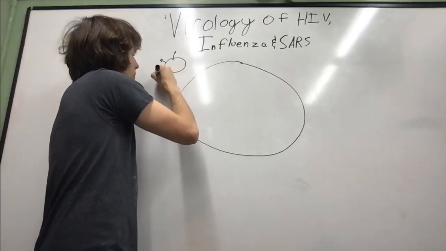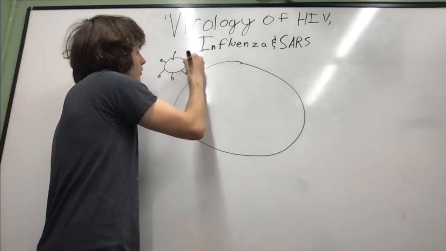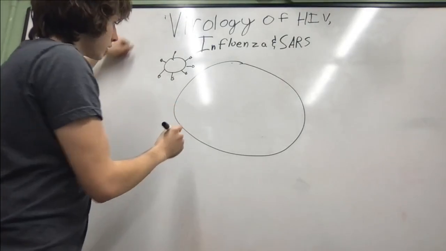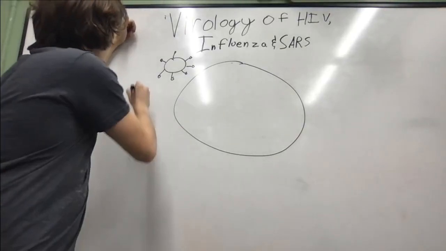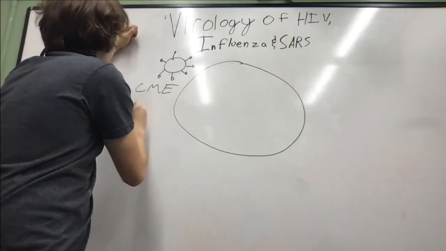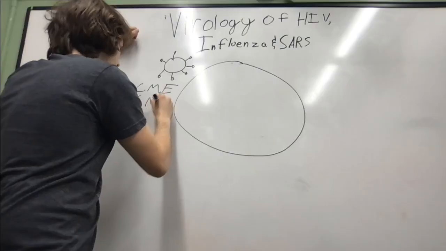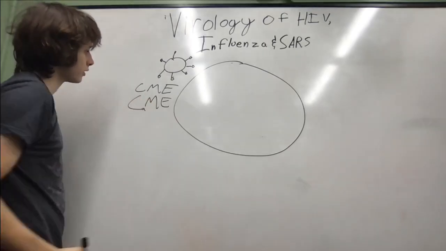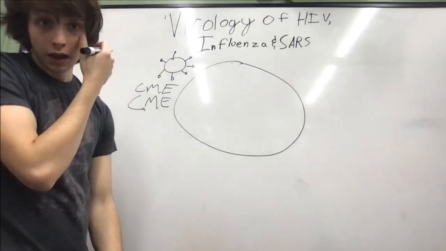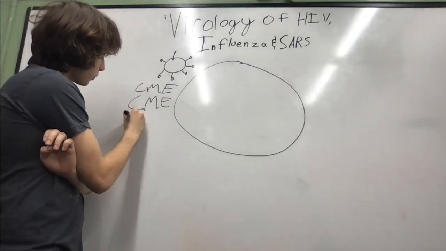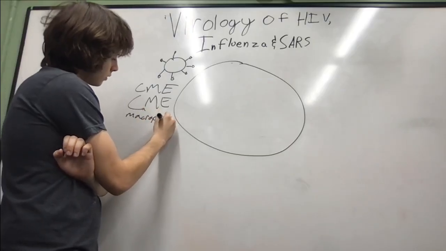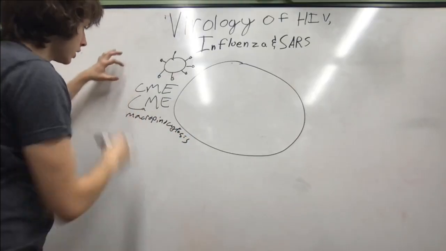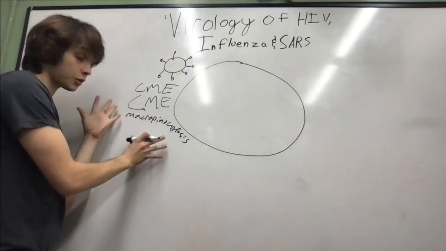has 3 methods of entering a cell. The most important one, the primary one, is clathrin-mediated endocytosis. Clathrin-mediated endocytosis also has caveolin-mediated endocytosis, which I guess is kind of hard to distinguish. I put a little A there, a little L here. And then it could also go through macropinocytosis. So these are pretty similar, and for this exam, you really just need to know this one. You need to know that these also exist.